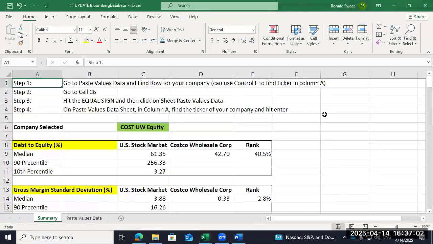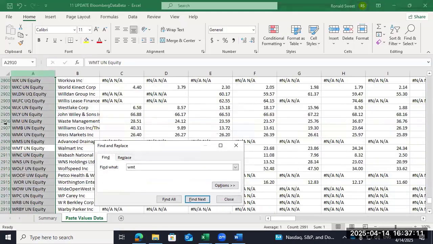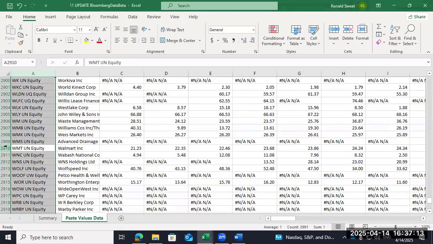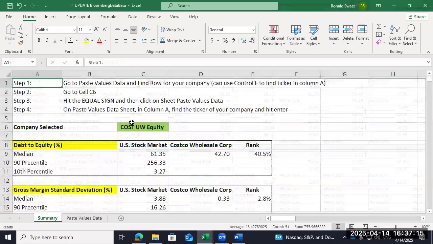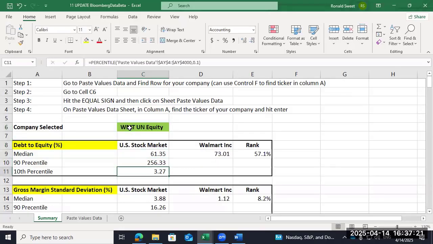All right, so when you bring up this file, the first thing you want to do is go to the second sheet and find your company, Walmart, and see what line it's on, 2910. And then you come back here to the green and you change that to 2910. That brings up your company. You've got all your data.